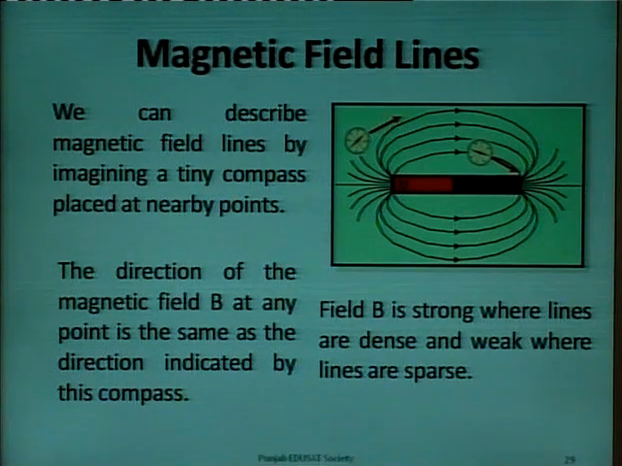The direction of the magnetic field B at any point is the same as the direction indicated by this compass, and the field B is strong where lines are dense and weak where lines are sparse.